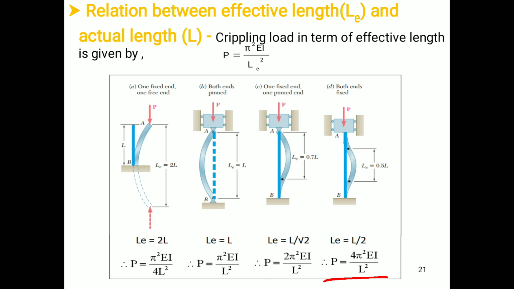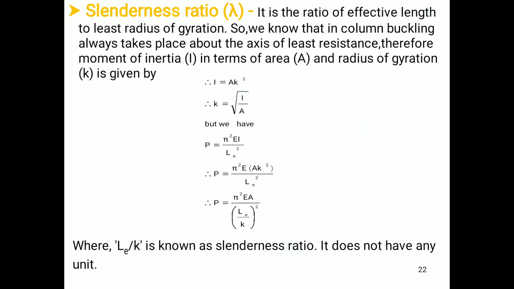It is a very important concept, and you have to remember the end conditions, and for the given end condition you have to find the value of effective length in terms of actual length. So this is the relation between Le and L. Now we are going to discuss the concept of slenderness ratio. Slenderness ratio is denoted by the letter lambda, and it is the ratio of effective length to the least radius of gyration.